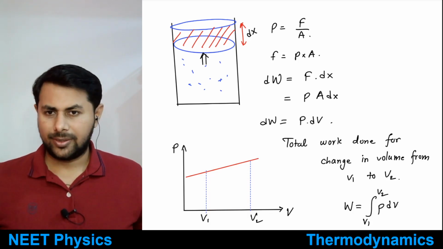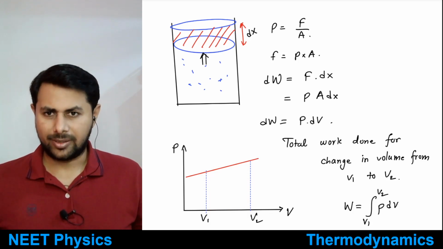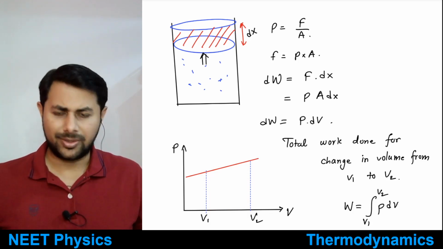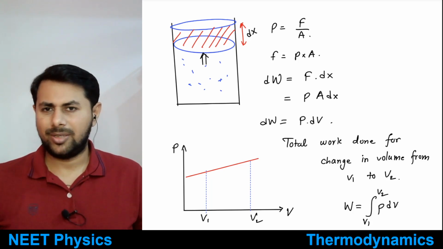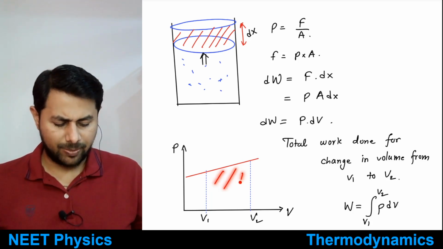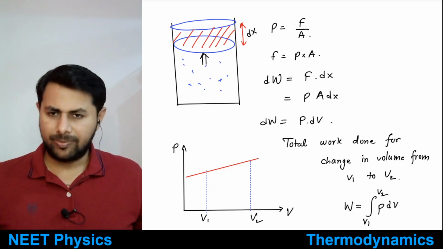All right. Now the shape of this curve would be different in different cases, and we are going to learn about the thermodynamic processes. So in different thermodynamic processes, the shape of this curve would be different. That means the work done would be different.